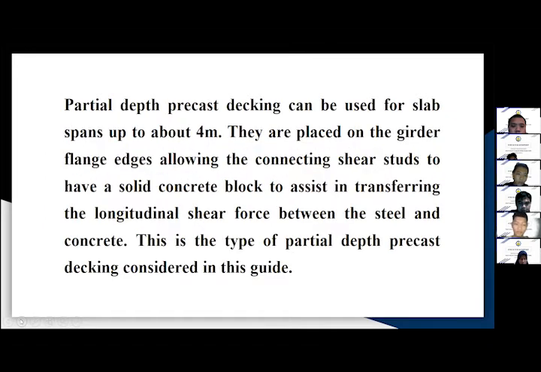Partial precast decking can be used for slab spans up to about 4 meters. They are placed on the girder flange edge, allowing the connecting shear stud to have a solid concrete block to assist in transferring the longitudinal shear force between the steel and concrete. This is the type of partial depth precast decking considered in this quiz.